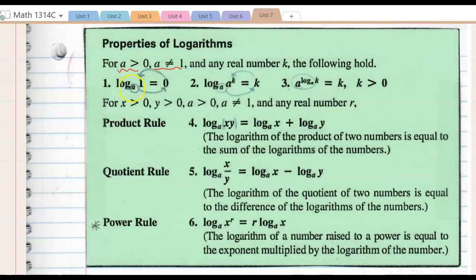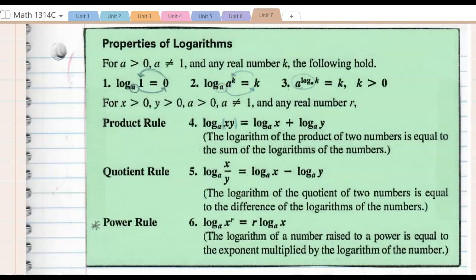If we have log of 1 with base a, the answer is always equal to 0. And we know that to be true because if we take the base and put the exponent of 0, we will get 1, since anything to the 0 power is equal to 1. Another interesting one is that if we have log base a of a to the k, then the answer is k. Because if we have our base and we put it to the exponent of k, that's going to equal a to the k power. So this is true.